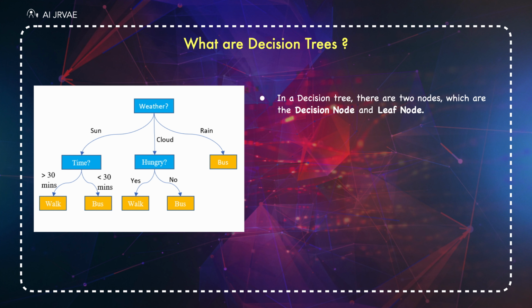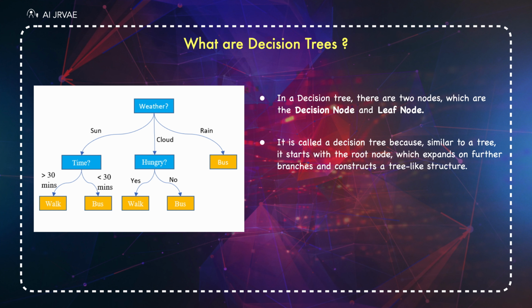In a decision tree, there are two kinds of nodes, the decision node and the leaf node. Decision nodes are used to make decisions and have multiple branches, whereas leaf nodes are the output of those decisions and do not contain any further branches. It is called a decision tree because, similar to a tree, it starts with the root node, which expands into further branches and constructs a tree-like structure.